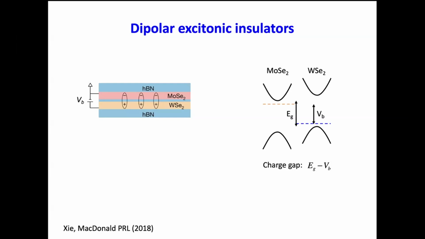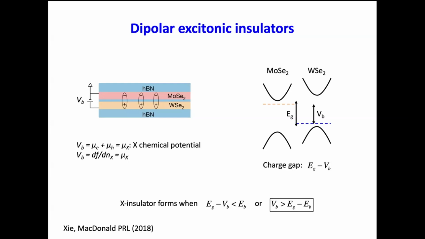Once you apply a bias voltage, V_B, you separate the electron and the hole Fermi levels by an amount equal to eV_B. As a result, the effective charge gap is reduced from its zero bias gap, which is E_G here, by an amount of V_B. So it's E_G minus V_B. That is the effective charge gap. Going back to the previous slide, if you can continuously tune this effective charge gap to be smaller than the exciton binding energy, or continuously tune V_B to be larger than the exciton energy, then you can spontaneously populate electrons and holes in the system.